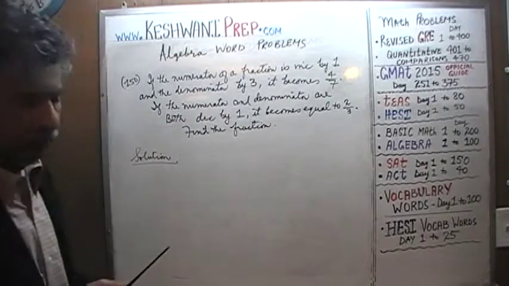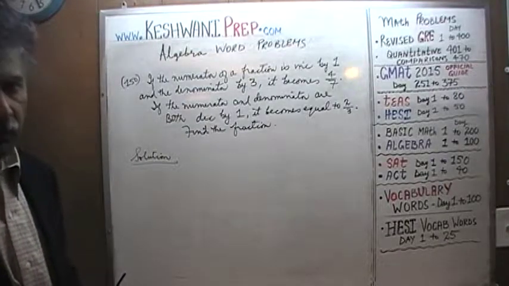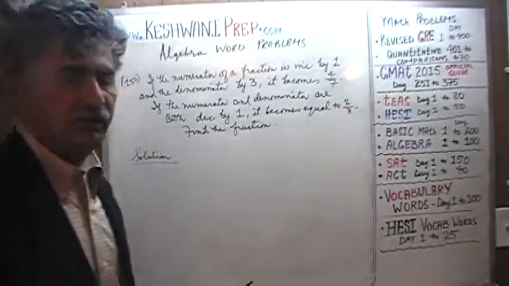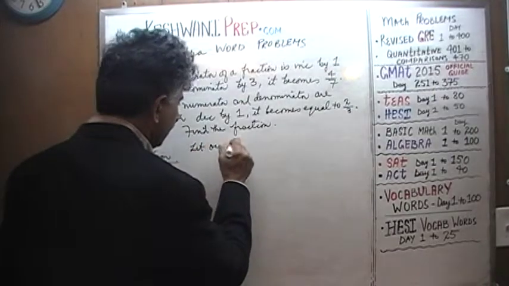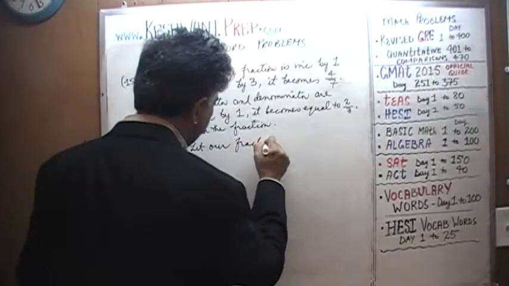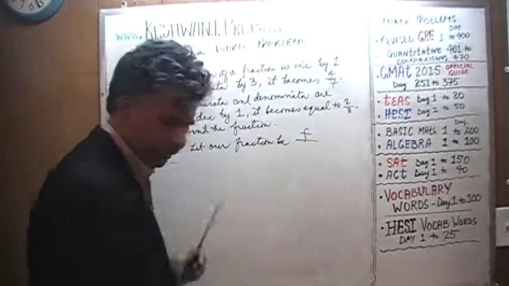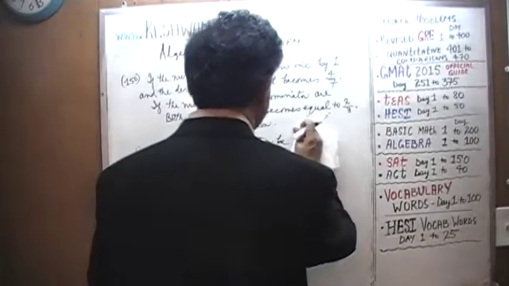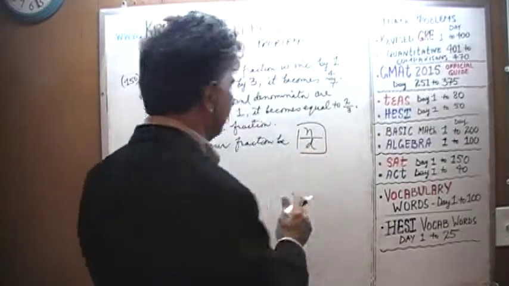The first thing we need to do in our solution is to define our unknown quantity. The quantity that we're looking for is the fraction. Let's define it. Let's represent it. Let our fraction be, not f over n, rather, numerator over denominator. This is going to be our fraction.